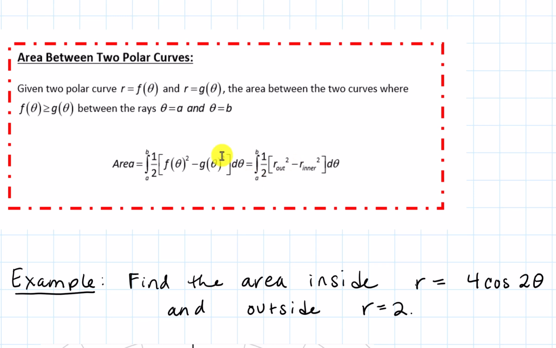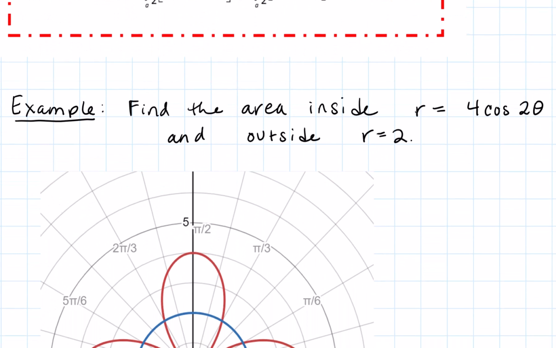Now, we do want to be careful. We want to say that the curve is traced just one time. So when we go from theta equals a to theta equals b, that means that we are tracing the area out just one time, in between the two rays, theta equals a and theta equals b. So let's take a look at this one.